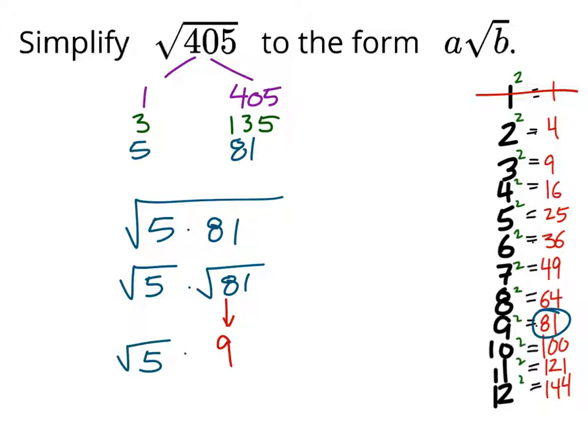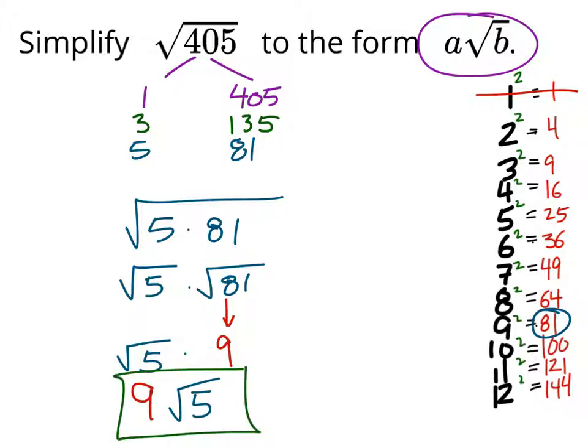Now be careful on this, because we don't usually write it like this. If we would write it out formally, right? Because it said it wants the a times the square root of b, and a is the 9 in this case. So we're just going to switch these. I've got 9 times the square root of 5. And the reason we can switch those is because of the commutative property of multiplication.